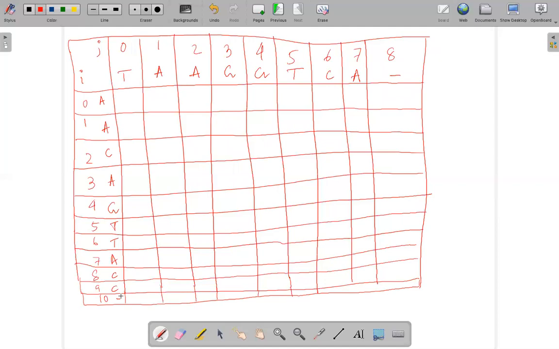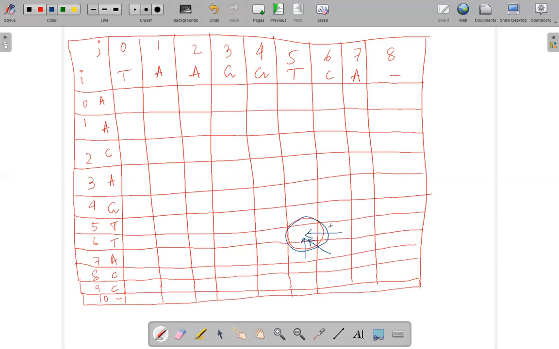So now you see that if we have to construct OPT 65, this cell here, then the inputs will come from OPT 66, from OPT 75, and from OPT 76.